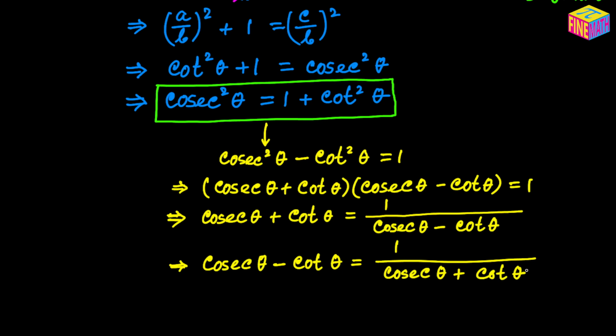So those are the three Pythagorean identities of the trigonometric ratios. I hope everything made sense so far.